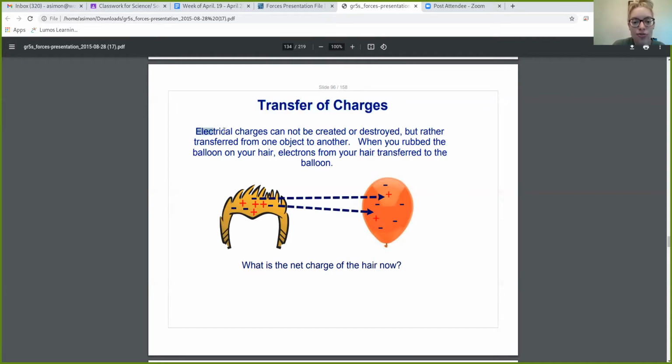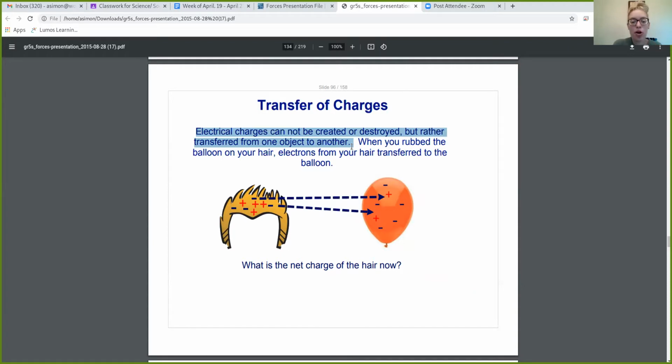Also, electrical charges cannot be created or destroyed, but rather transferred from one object to another. Electrical charge just doesn't come out of thin air, it doesn't come from anywhere. It cannot be created or destroyed, only transferred. Now we saw this when we rubbed the balloon on our hair. It took those negative charges and transferred them to the balloon.